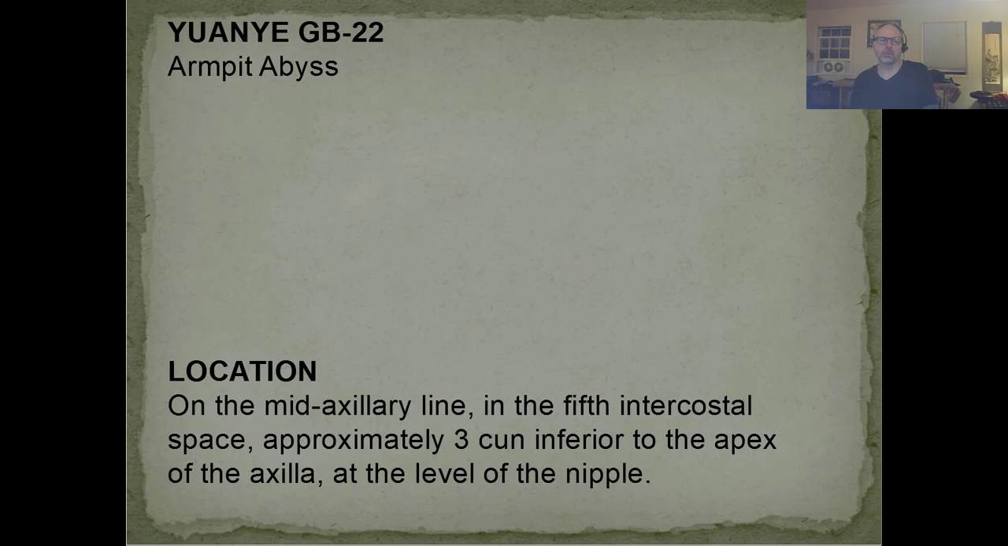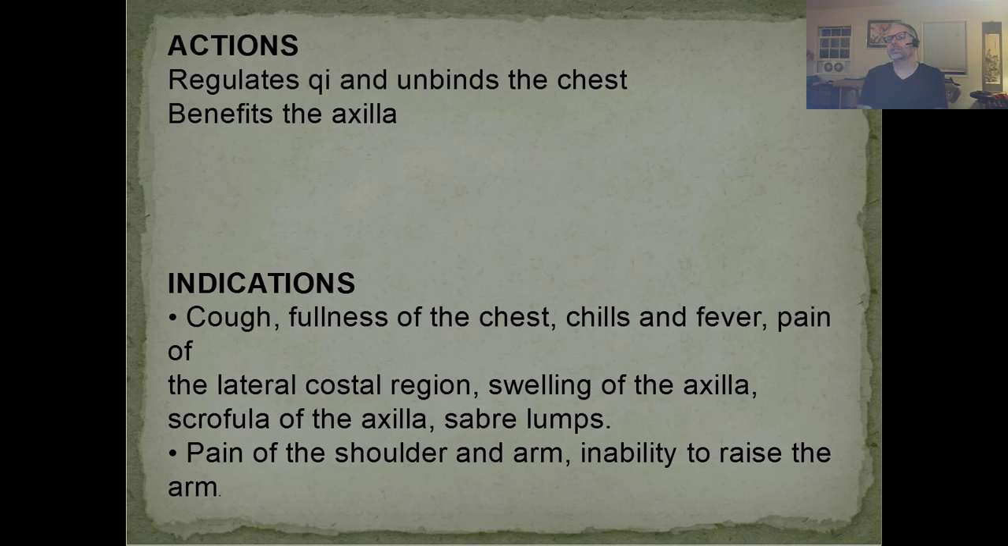Gallbladder 22. On the mid-axillary line in the 5th intercostal space, approximately 3 cun superior to the apex of the axilla at the level of the nipple. Regulates qi and unbinds the chest and benefits the axilla. If you just wait one more slide, I'll actually show you where these 2 points are located. 22 and 23 are right next to each other.